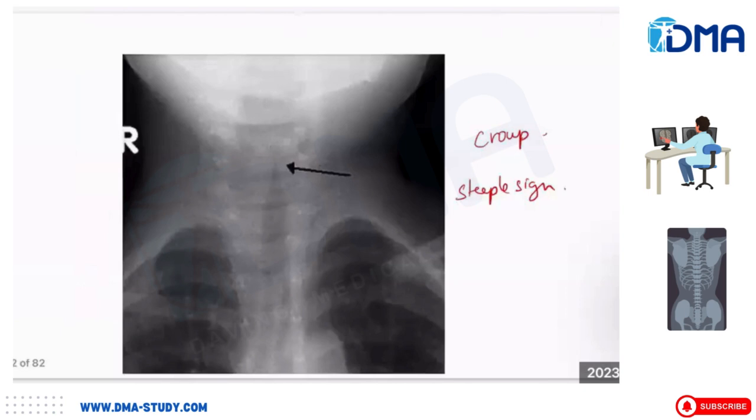Then this is the, can you see the steeple like this one? This is the steeple sign that is seen in case of croup. Right? This is a steeple sign that is seen in case of croup.